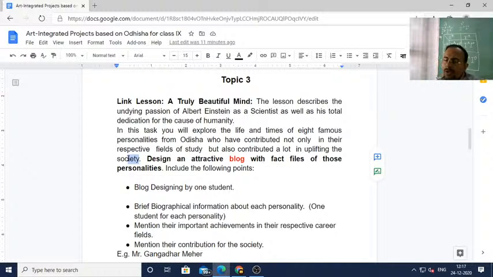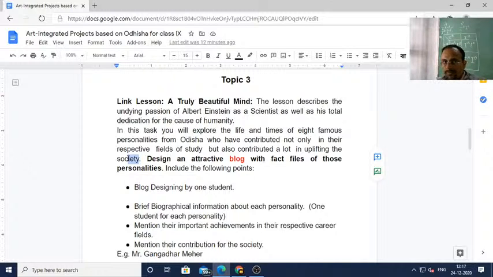Understood? So he can be a doctor by profession, who is a famous doctor. On the other hand, he has done something for the society. You can also take an engineer who has also done good for the society. So you can also take up a poet who has done something good for society. So you have got to take up any 8 famous personalities who were not only famous in their respective fields of work but also famous for their contribution for the society.